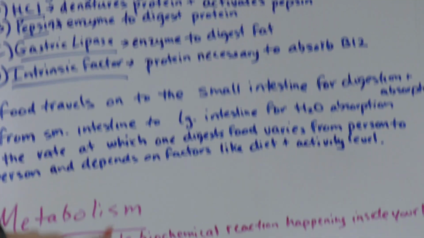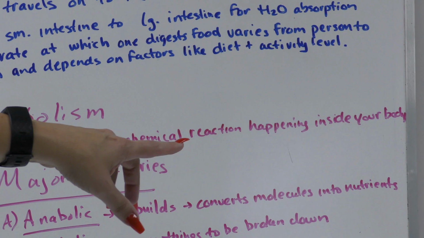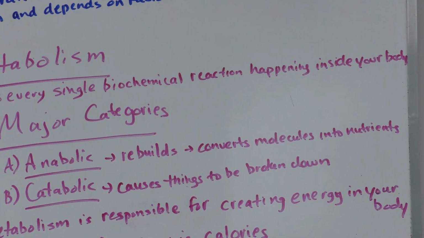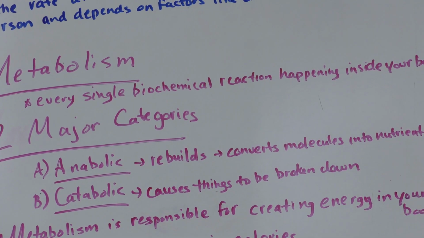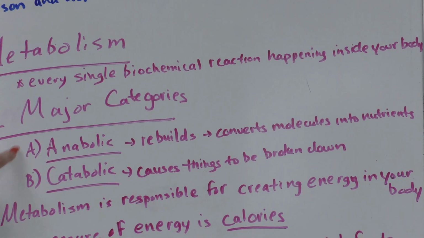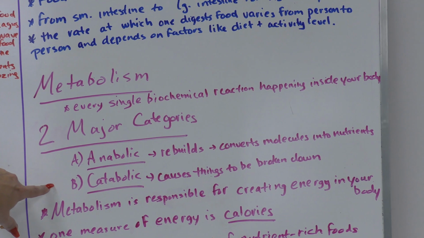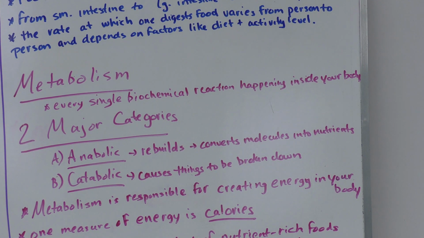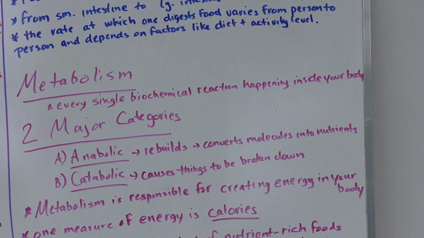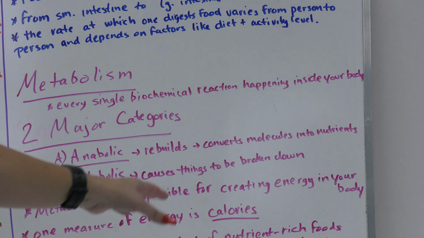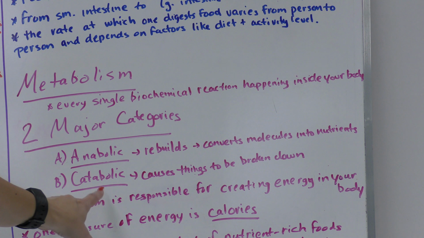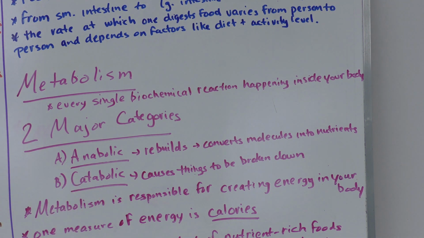Metabolism is every single biochemical reaction that happens within your body. So we're talking about a whole host of reactions. There are 2 major categories. We look at anabolism, anabolic reactions, and catabolic reactions. So anabolic reaction, we're converting these nutrients, these molecules into nutrients. So you take in carbohydrates, your body breaks those down into carbon, hydrogen, and oxygen. That's what a carbohydrate is, and it can convert it into different types of nutrients. That's anabolic reactions. Catabolism or catabolic, we're breaking things down.